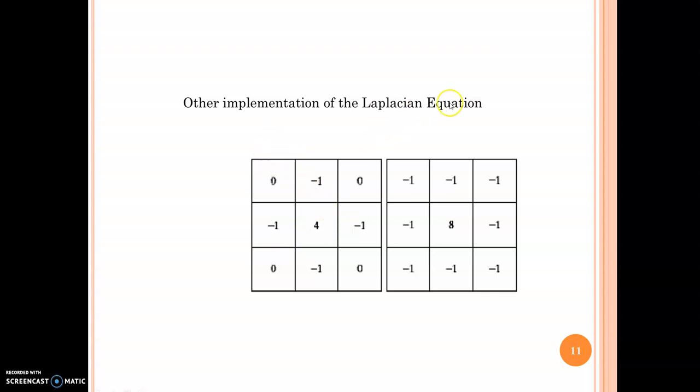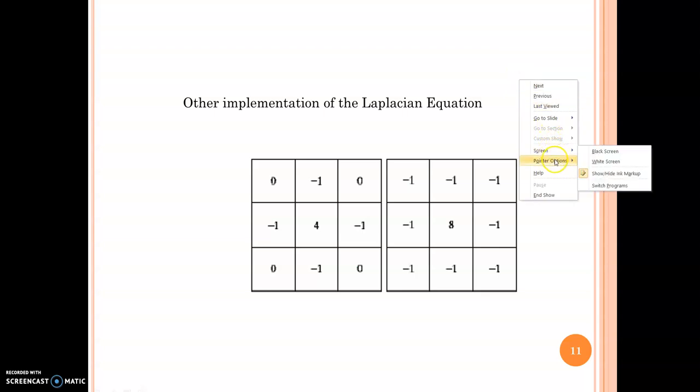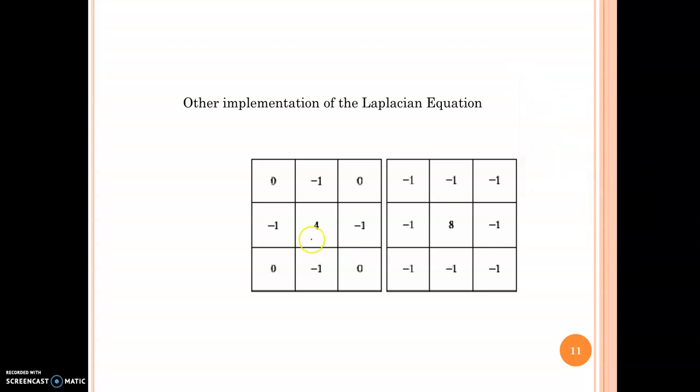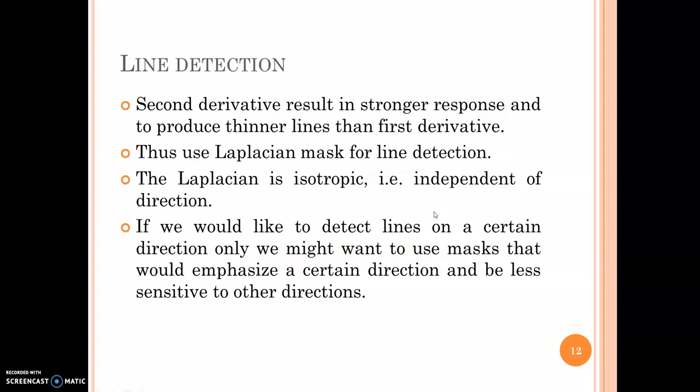The other implementation of the Laplacian equation is shown here. Instead of giving minus 4, I give a plus 4 weight here, and the remaining I give as minus 1, so that the total sum again becomes 0. Similarly, instead of giving minus 8, I give a plus 8 here, and all the remaining are minus 1. So again the total sum will become 0. So these are the different implementations of the Laplacian equation. Using this mask, you can implement the Laplacian equation.